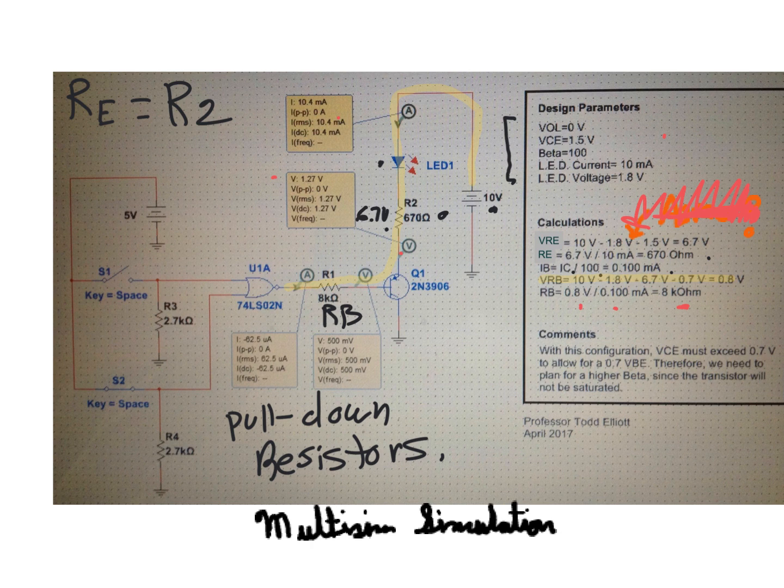Anyway, comments with this configuration, VCE, right? We're not going to fully saturate the transistor because we don't need to. Okay, but I've intentionally put it beyond 0.7 volts, right? Because I don't want to saturate the transistor. So what this note here says is that in order to have a 0.7 volts VBE, we must be in the active area.